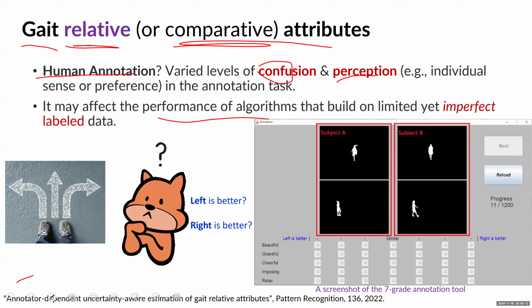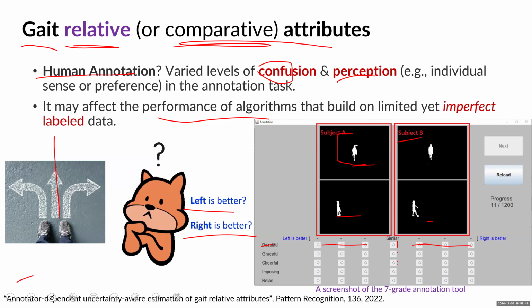Now have a look, the subject A and subject B, and their walking patterns are given here, and we gave the annotators this work. We told the annotators, look at those and tell whether subject A on the left is better, then you score this way, or the right is better. If they are similar, you put similar. So is it beautiful walking, graceful, cheerful, imposing, relaxed, this kind of thing. So left is better, right is better, or similar.